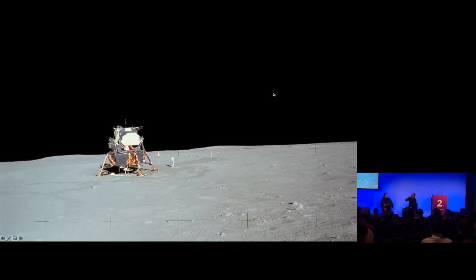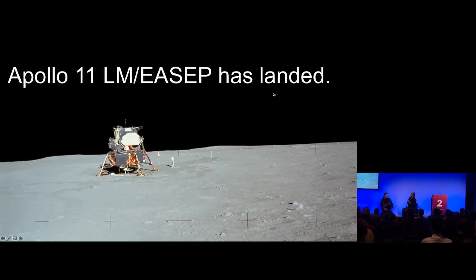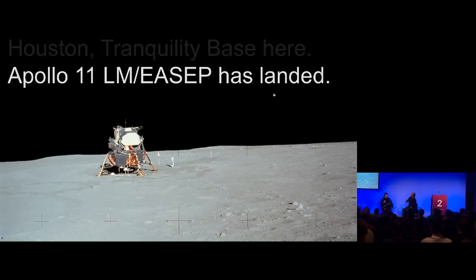Okay, so let's talk about something that you won't remember. "196905C has landed." Does anyone remember that famous quote? No, that's the official designation of that vehicle. In fact, if you go to the NASA page and look at the URL, that's the URL. We could go a little bit further and get a little more of a name. "Apollo 11 LM EASEP has landed." So the LM is the lunar module, EASEP is the experimental package. It was the early prototype of the experimental package, the kind of grid of stuff that is on the moon. Again, that's an official designation.